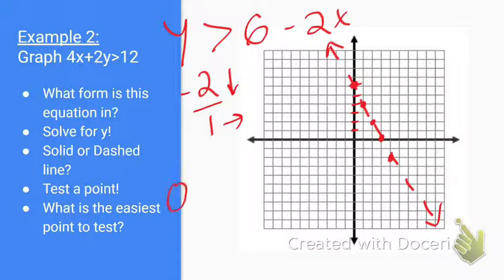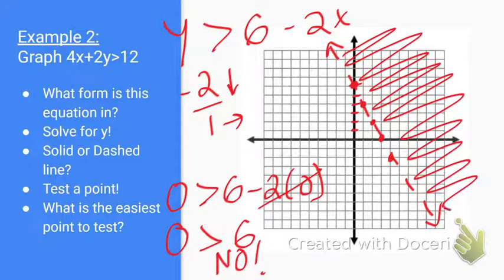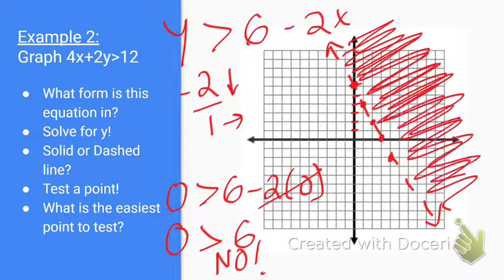So we're just going to use 0, 0 because it's the easiest point to test. 2 times 0, that's going to go away. Is 0 greater than 6? No. So what side am I going to shade on? The opposite. So this side. That's my solution region. Any point over here is my solution.